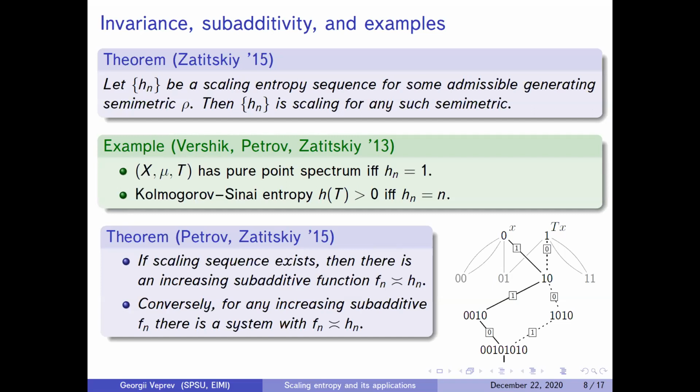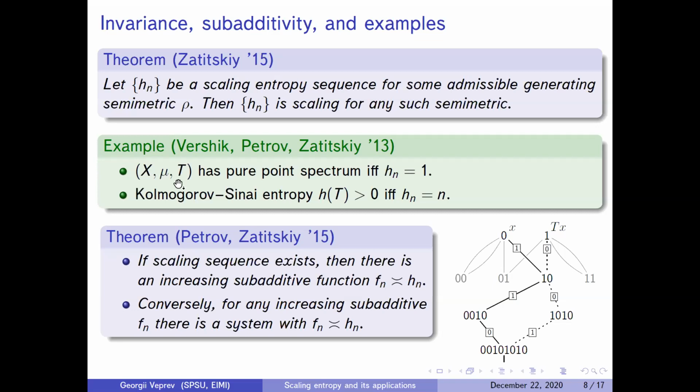So if it exists once, it always exists. This thing, if it exists, forms an invariant of measure preserving transformations. And more non-trivial examples are the following.